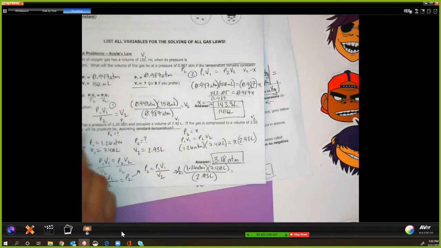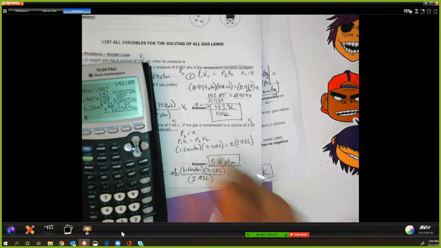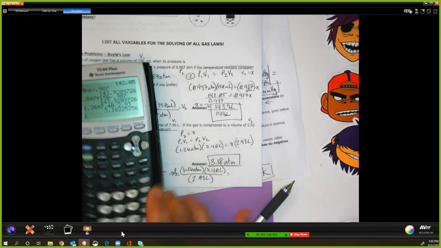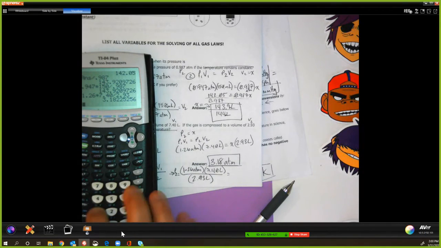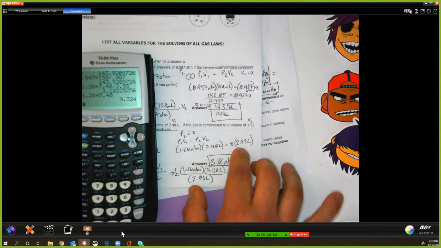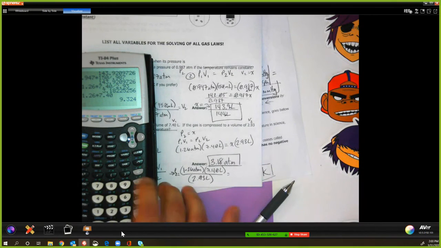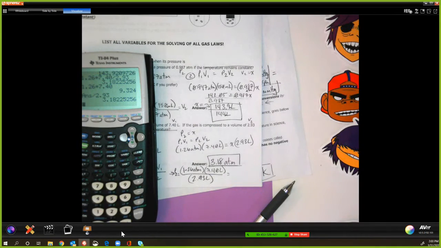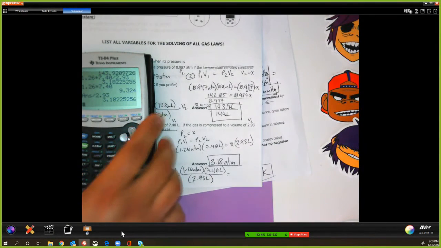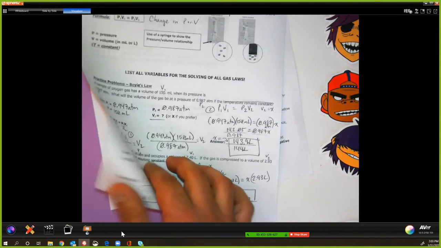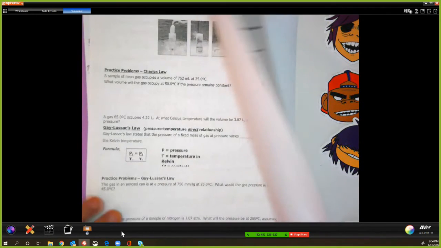Okay. Same way here. If I work it this way and I solve for X, it's 1.26 times 7.40. I get that answer, and then I divide it by 2.93 to get X by itself. Same answer, right? So either way, whatever floats your boat, you can do that. And this is just Boyle's law, and then on the next one, we'll talk about Charles' law.